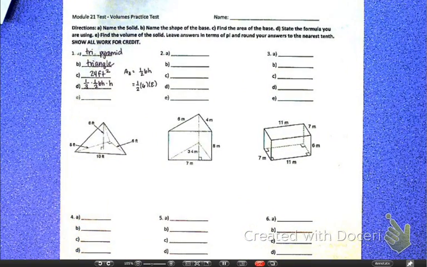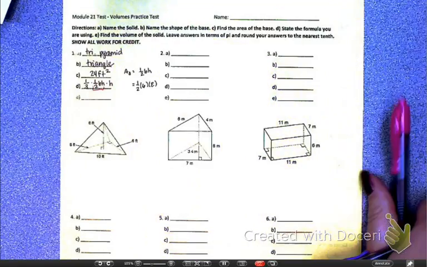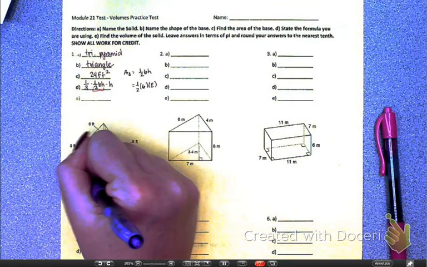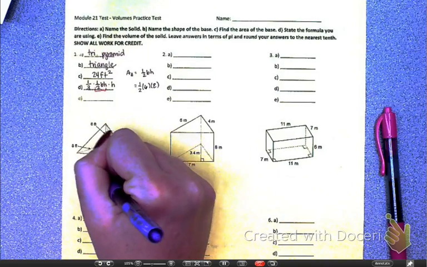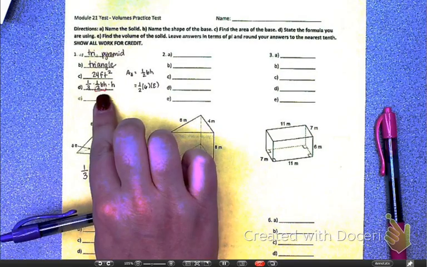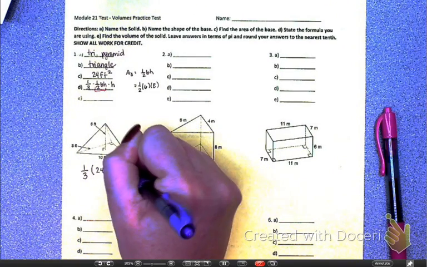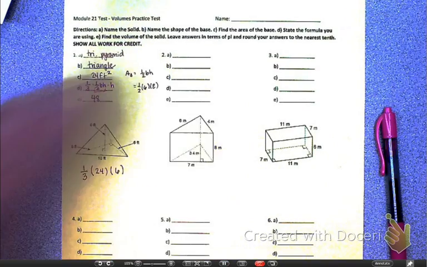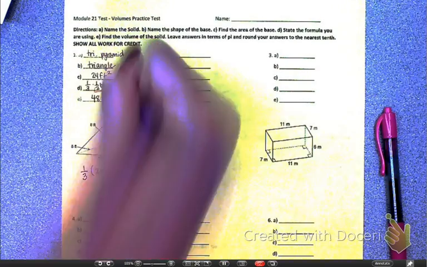You already found 1/2 base times height. You already have that answer. You did that in part C. So 1/3 times 24, which is my 1/2 base times height, times the height of the whole thing, which is 6, gives me 48 feet cubed.